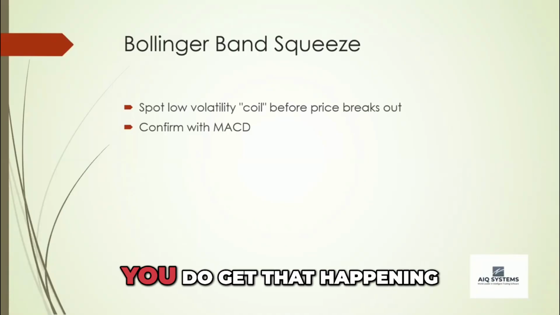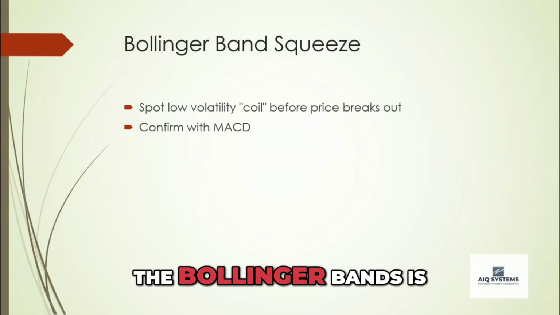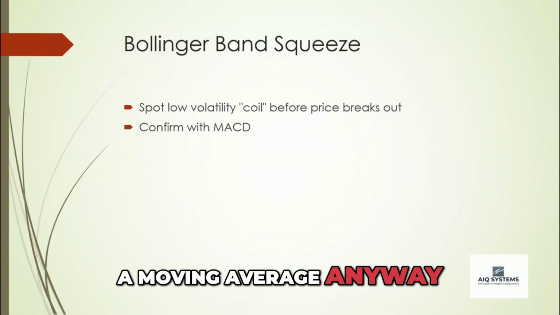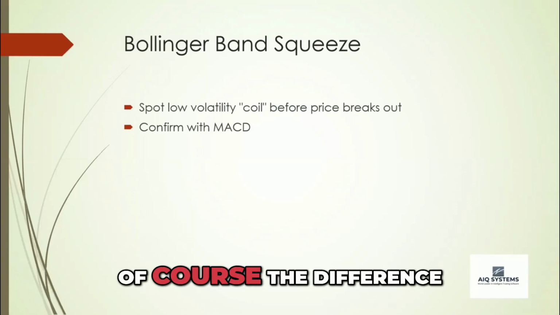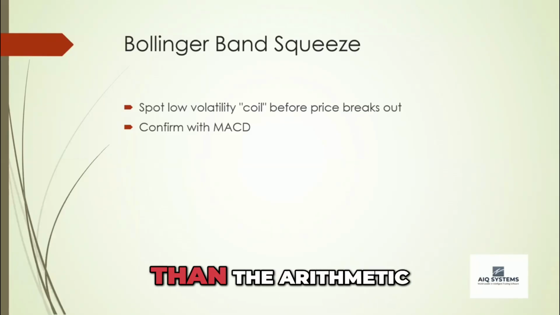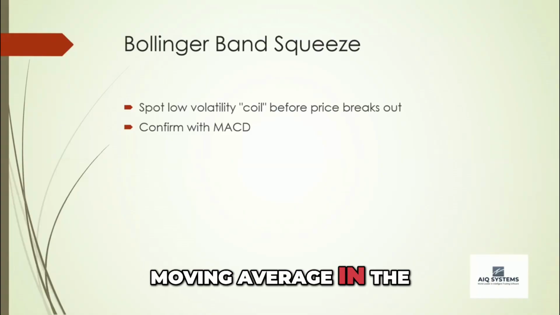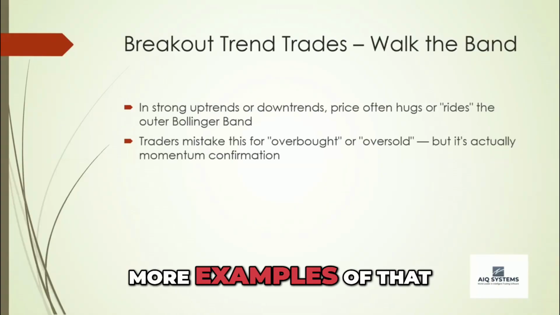More often than not, you do get that happening because the foundation, obviously, of the Bollinger Bands is a moving average anyway, as is the MACD. Of course, the difference with the MACD is we're using exponential smooth moving averages rather than the arithmetic 2 standard deviation moving average in the Bollinger Band. That's the first one. We'll look at some examples of that.